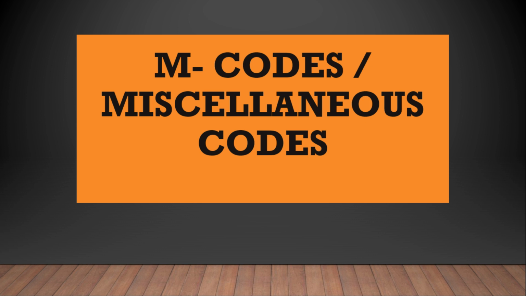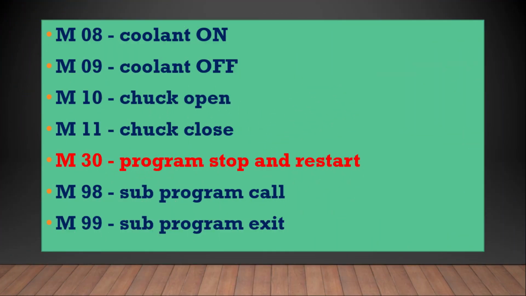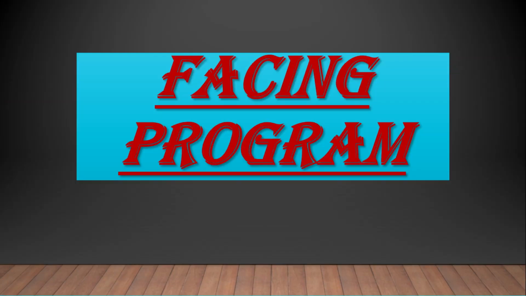Then we go to the M codes. M code is the miscellaneous code, which, as I said already, is useful for the machine. Here we use M03 for spindle forward, M04 for spindle reverse, counterclockwise, M05 for spindle stop, and M06 for tool change. Different types of M codes are used for different CNC programs, but in the turning program I use only the ones shown in red color. M30 I use for stopping or restarting the program, and M08 and M09 for coolant on and coolant off.